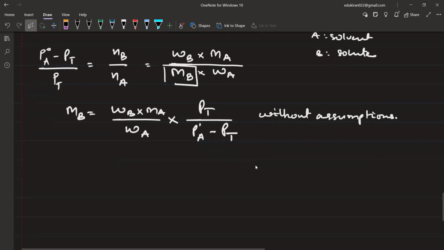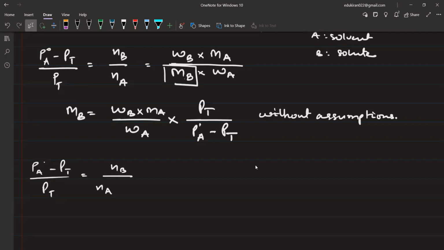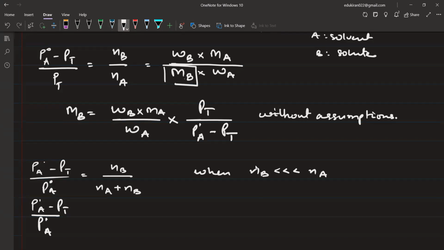Okay, we have another equation: (P naught A minus P total) divided by P total will be equal to chi B. Chi B is equal to number of moles of B divided by number of moles of A plus number of moles of B. Now, when the number of moles of B is given to be very, very small, then in the denominator we can neglect NB. So I will have (P naught A minus P total) divided by P naught A is equal to number of moles of B divided by number of moles of A.